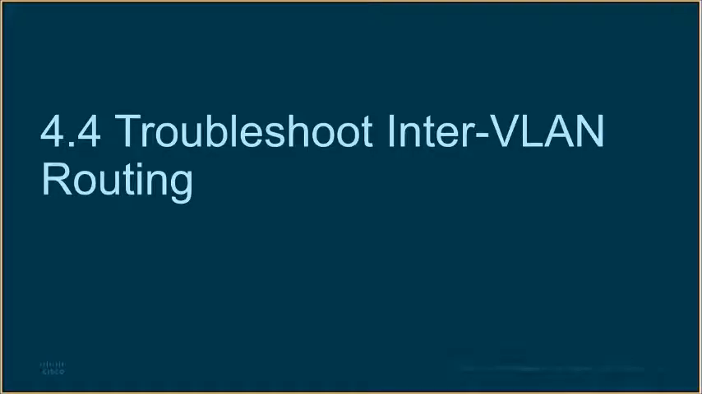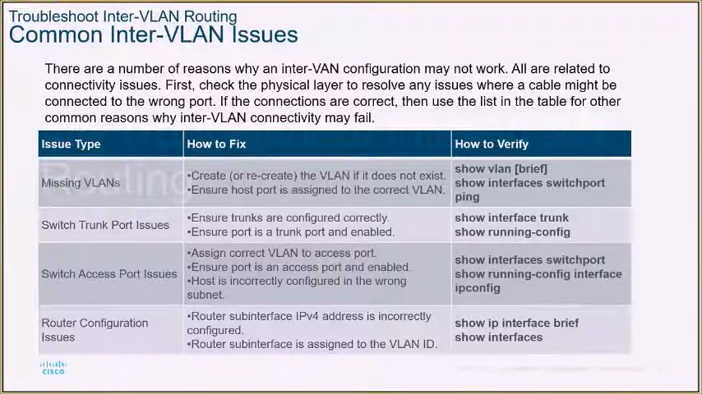So how do we troubleshoot Inter-VLAN routing? There are a number of reasons why an Inter-VLAN configuration may not work. All are related to connectivity issues. First, check the physical layer to resolve any issues where a cable might be connected to the wrong port. If the connections are correct, then use the list in the table for other common reasons why Inter-VLAN routing may fail. Missing VLANs, so you haven't configured them all, is going to cause problems.